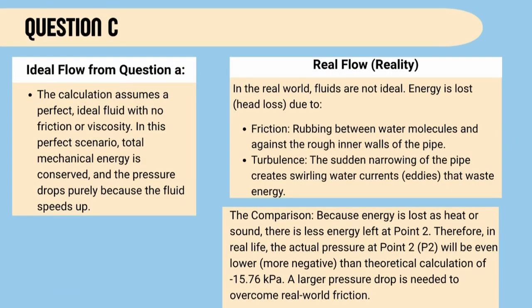So for question C, ideal flow and real flow: the calculation assumes a perfect ideal flow without friction. The real flow has friction, rubbing between the water molecules and against the walls of the pipe. And turbulence, the sudden narrowing of the pipe creates swirling water, which is a waste of energy. The energy is lost as heat, so there is less energy at point 2. So P2 would be even lower than the theoretical calculation. A large pressure drop is needed to overcome real world friction.